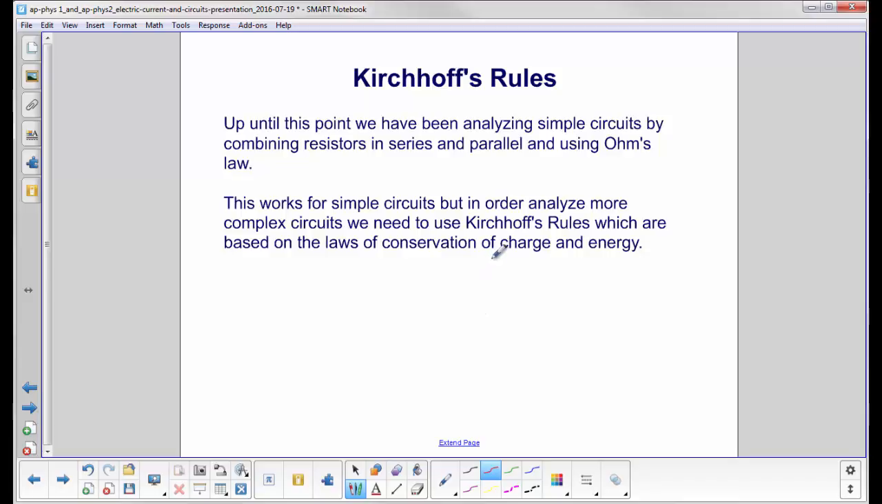These are based on the laws of conservation of charge and the conservation of energy.